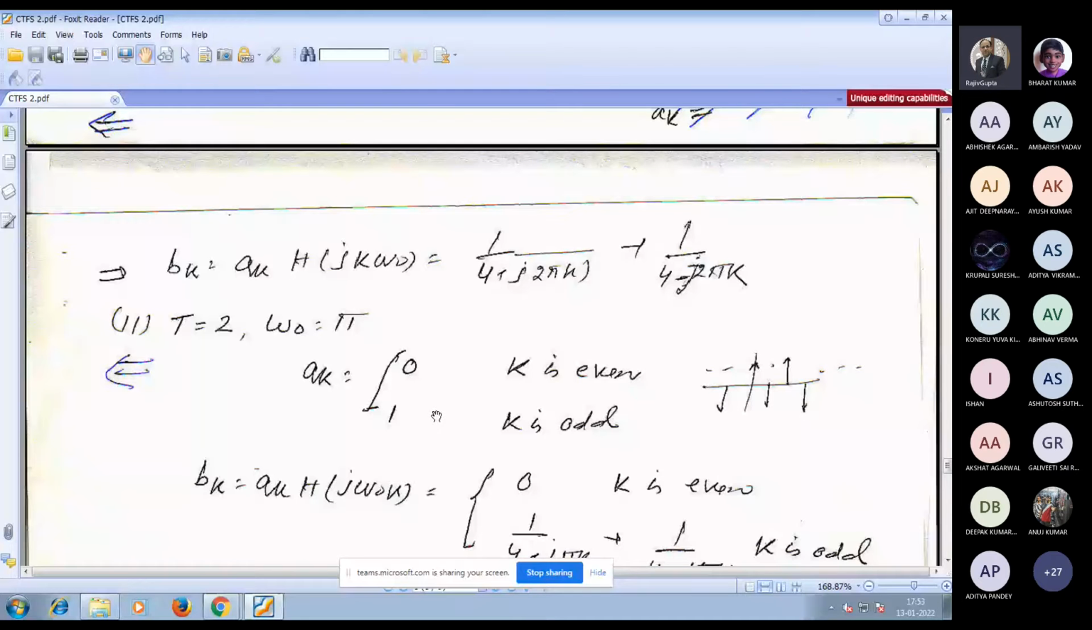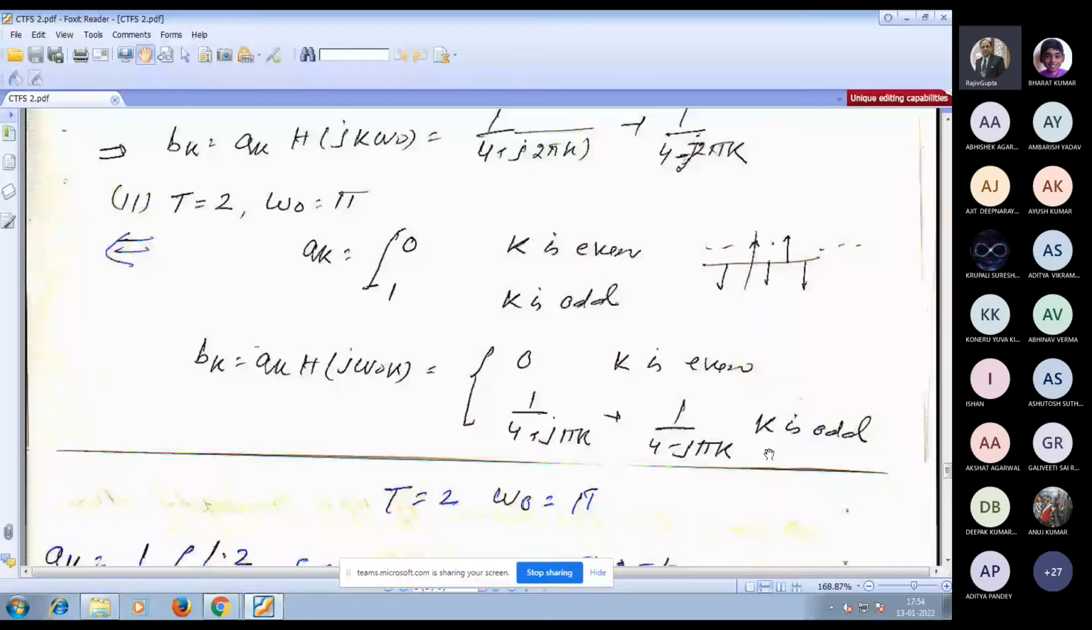ठीक है? When you write the mathematical equation of AK, so you will find that AK will be 0 when K is even and it is 1 for K is odd. ठीक है? तो फाइनली जो आउटपुट yt के लिए जो हमारा फोरियर सीरीज कोएफिशिएंट है, that will be 0 for K is even and K odd के लिए इसमें ओमेगा नॉट जो हो जाएगा वो पाई हो जाएगा, because T is 2. कितने लोग बता सकते हैं कि AK कैलकुलेट कर सकते हैं क्या वो लोग?